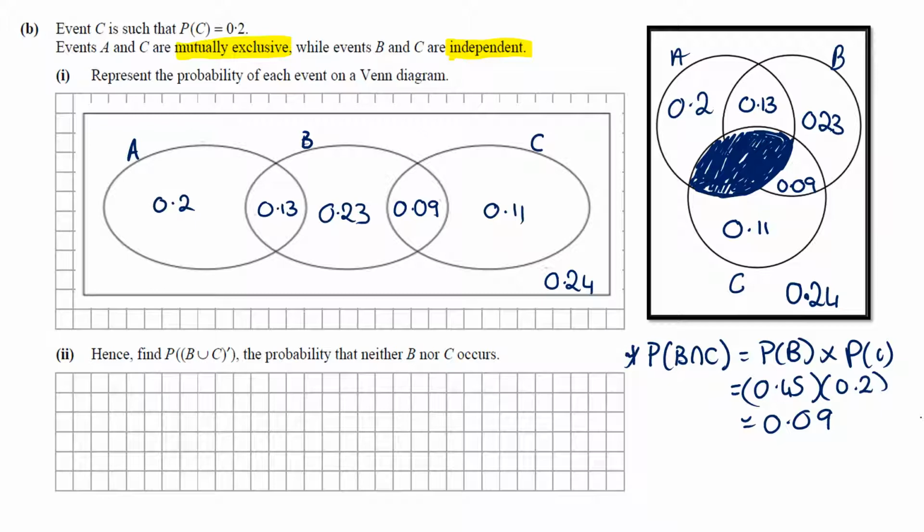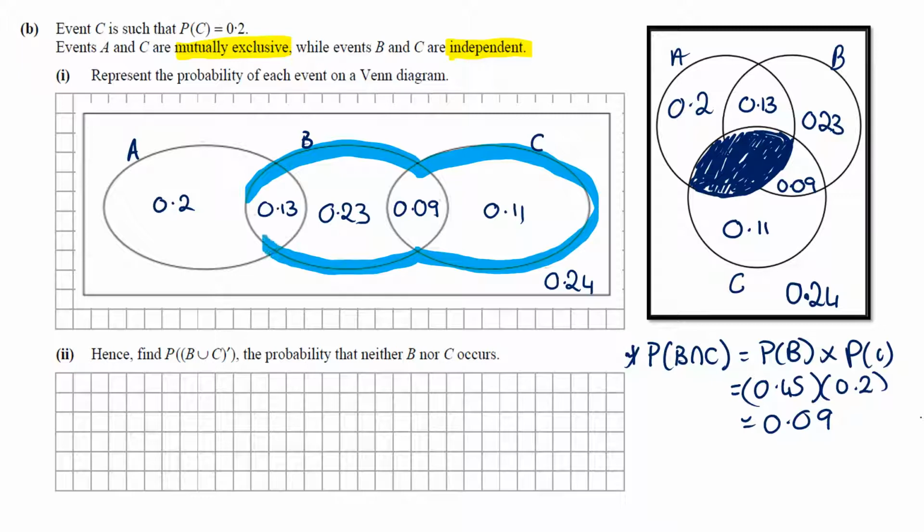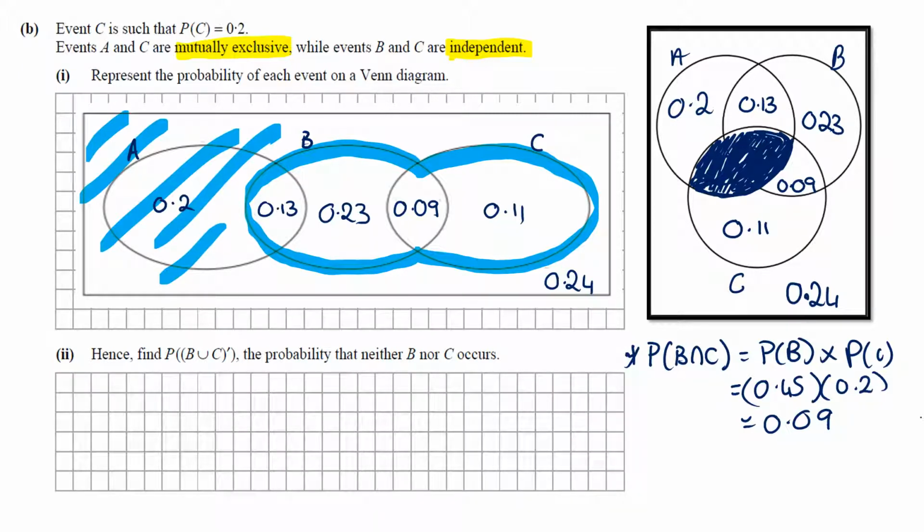So the last part then is hence find B union C complement, the probability that neither B nor C happens. So the first thing we're going to do is we're going to highlight B union C. So let me get my highlighter. So this is B union C. And the complement is everything that's not there. So basically I want to deal with everything outside of this. So I'm dealing with these bits here.